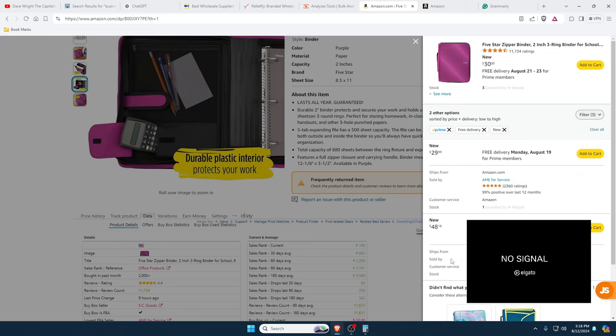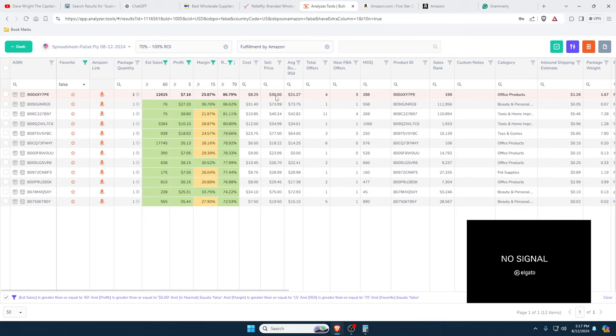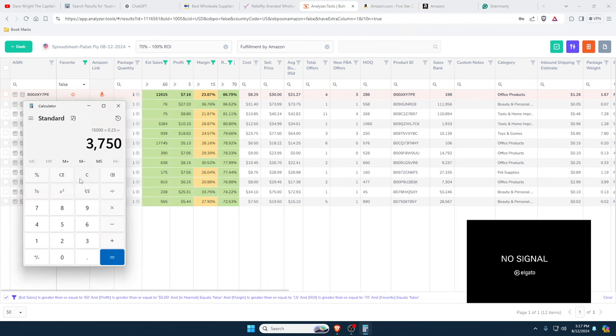Amazon sells them at 48. They're currently selling between 29 and 30. So let's say 29 at the bottom. So maybe that is a good price. So it's 825 to make 716. And you only have to get 288 of them. So if we were to buy 288 to make 716, I think we found it, people.